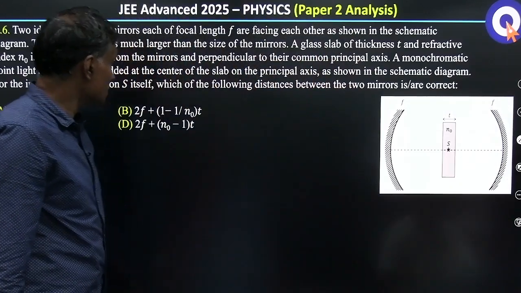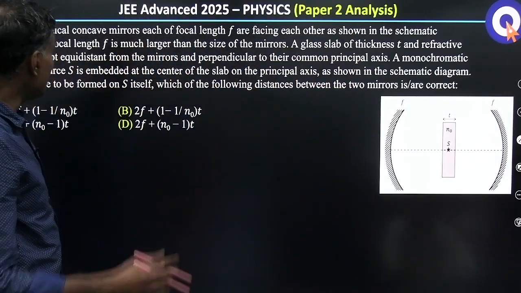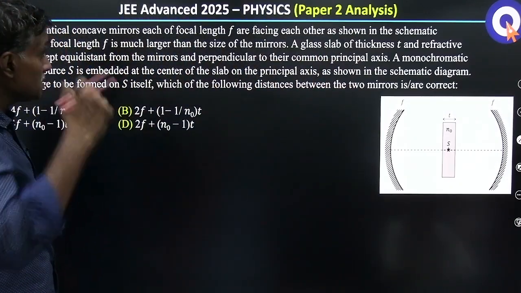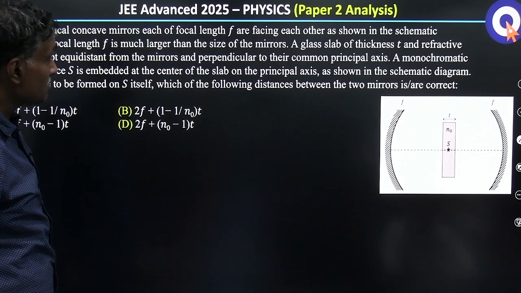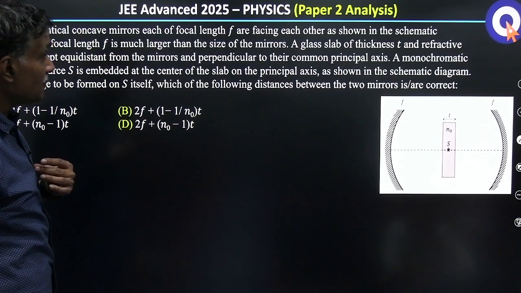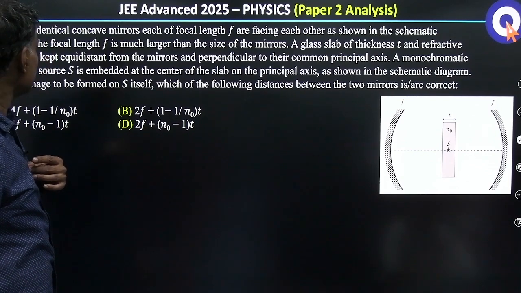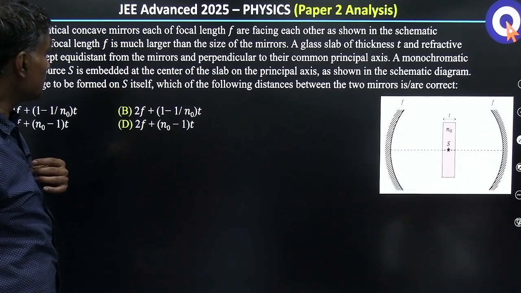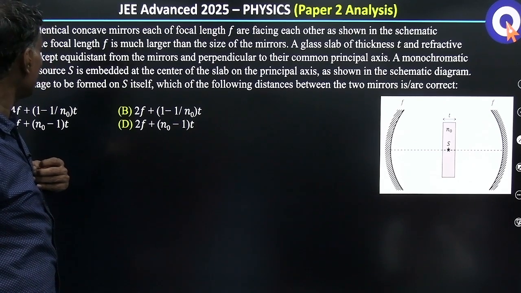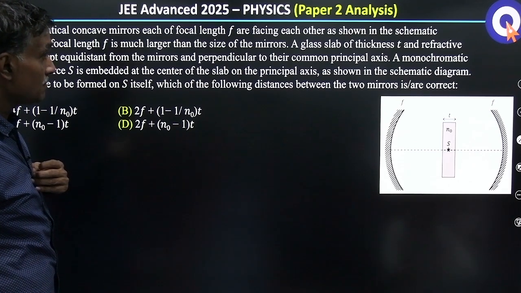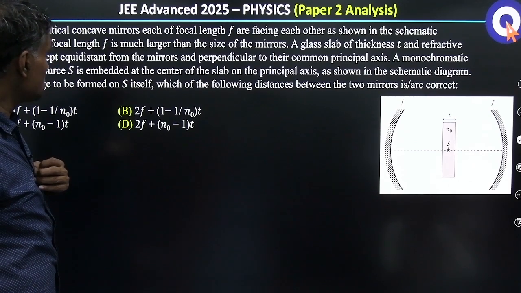Next, this question. Two identical concave mirrors, each of focal length f, are facing each other as shown in the diagram. Focal length is much larger than the size of the mirrors. A glass slab of thickness T and refractive index n0 is kept equidistant from the mirrors and perpendicular to their common principal axis. A monochromatic point light source is embedded in the center of the slab as shown in the schematic diagram. For the image to be formed at the source itself.